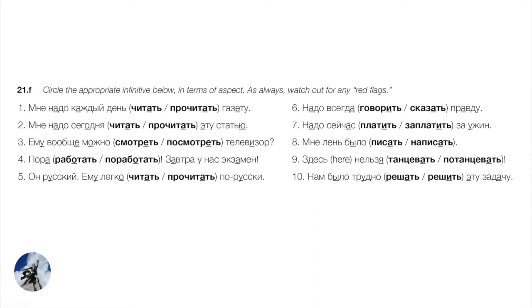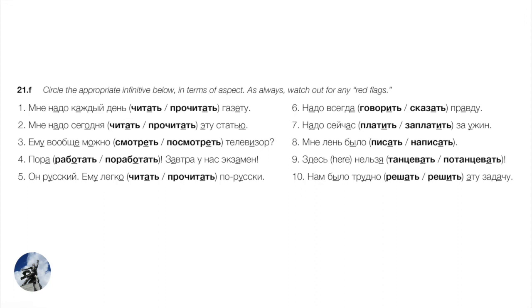Number 9. Здесь нельзя танцевать. It's prohibited to dance here. One can't dance here. So that's just a general prohibition. So again, think, it wouldn't make much sense to say, it's forbidden to dance for a bit here, right? What kind of sense would that make, right? If it's prohibited to dance, then that's a general statement, right? You can't dance at all. That would be танцевать.